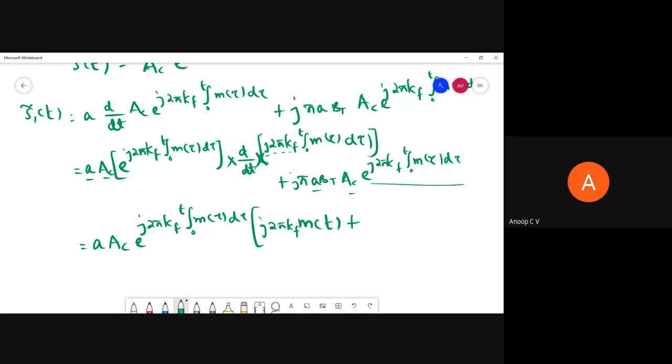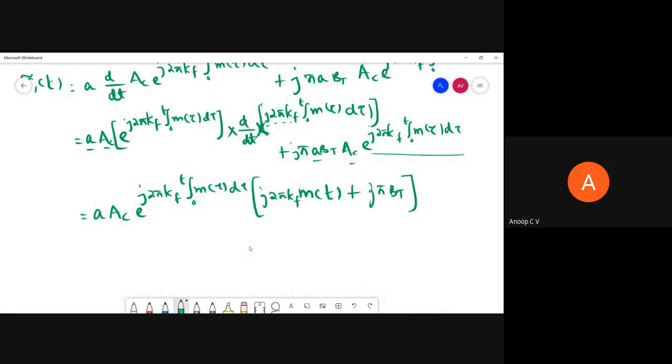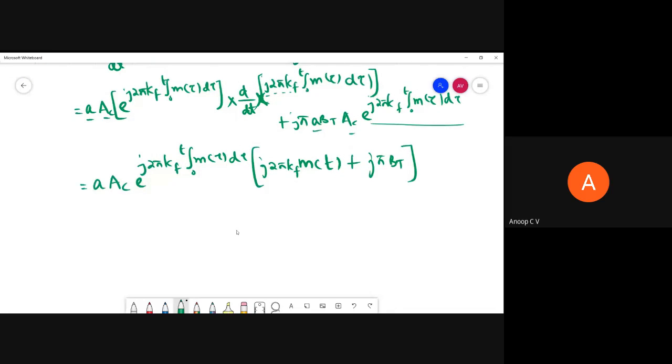Plus then what is left out here in this one? j pi b t is there, right? What is left out then? It is j pi b t, I think. Right, so it is j pi b t. So that is what is left out now. So this is s1 tilde of t. Further simplifying or rearranging it, I will get s1 tilde of t.